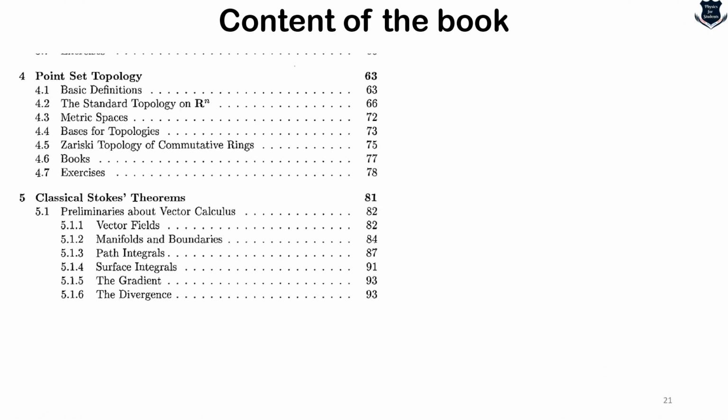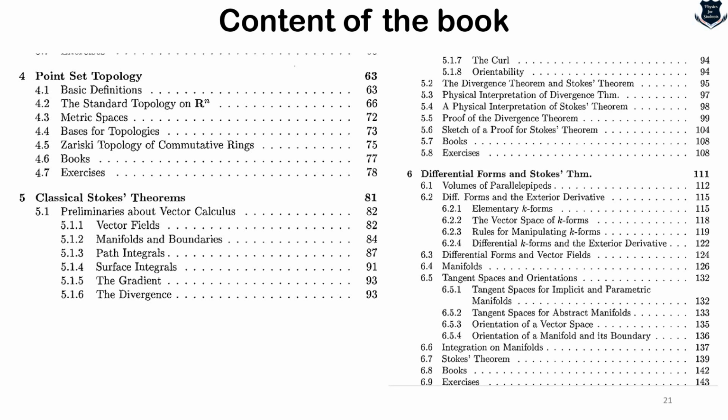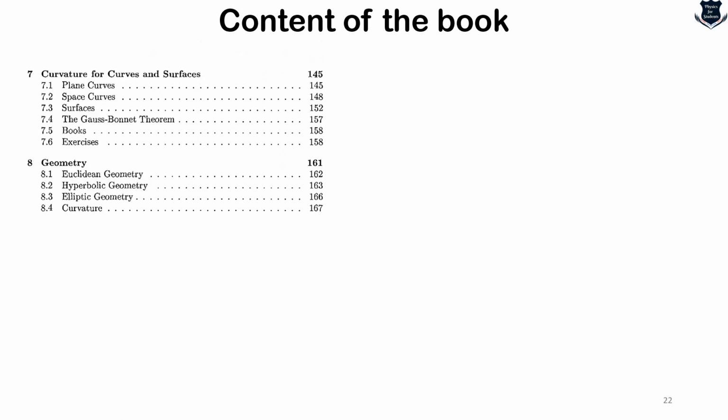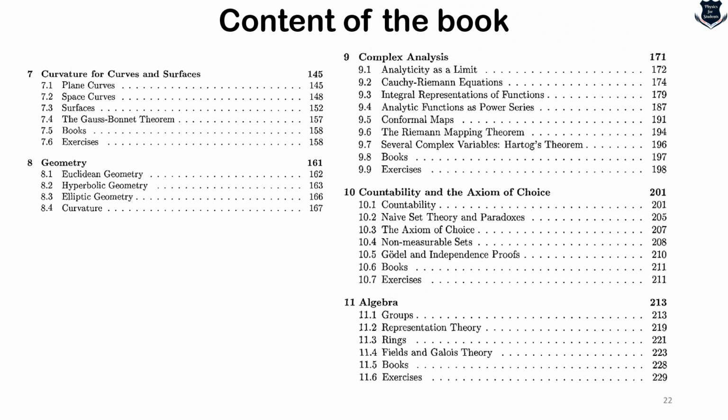As you can see, it also comprises point set topology, metric spaces, and others, classical Stokes theorem, path integrals, surface integrals, curl, orientability, etc. Then the differential form of Stokes theorem, including the volumes of parallelepipeds, differential K-forms, tangent spaces, everything is being covered. Also, you can see curvature for plane surfaces, which is a part of differential geometry, actually Euclidean, hyperbolic, elliptic geometry, and complex analysis is also covered, including conformal maps.